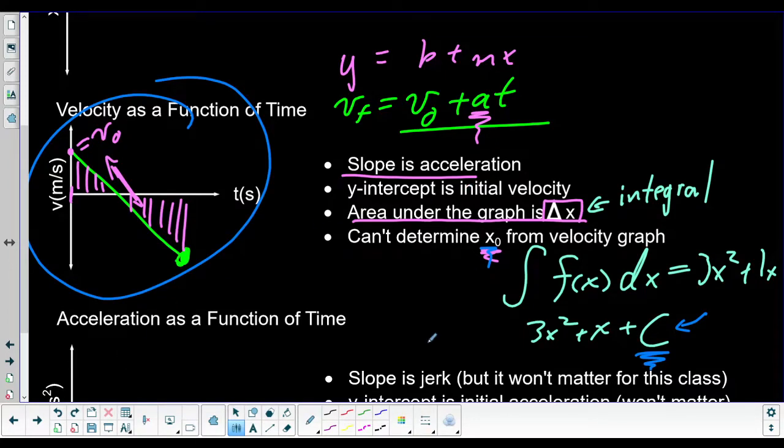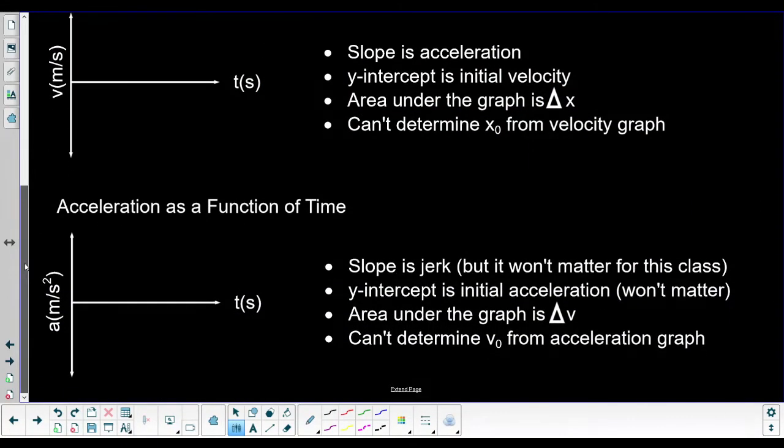Okay. All right. So slope is acceleration. Y-intercept is our initial velocity. Area underneath the graph, or rather between the graph and the x-axis, is change in position. And what's important to note is that we can't figure out the initial position from this graph. Someone has to tell it to us. Okay. Last graph that we're going to look at, and these are acceleration graphs.